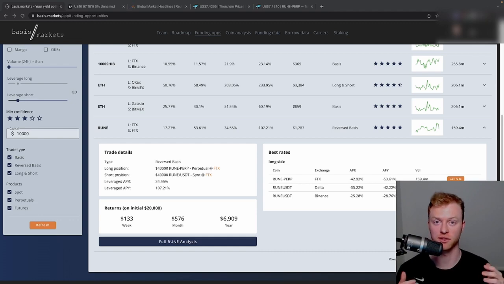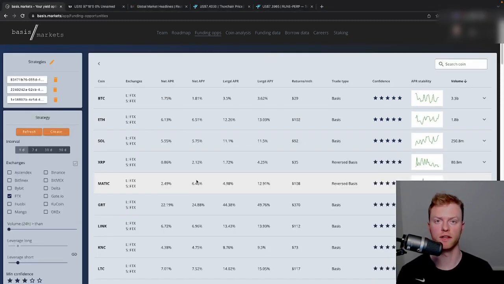So we've gone along to the point where we're about to execute a basis trade. Just before we start, obviously this is not financial advice. Please do your own research and make sure that you are familiar before you take any decisions that pertain to risking your hard-earned money.